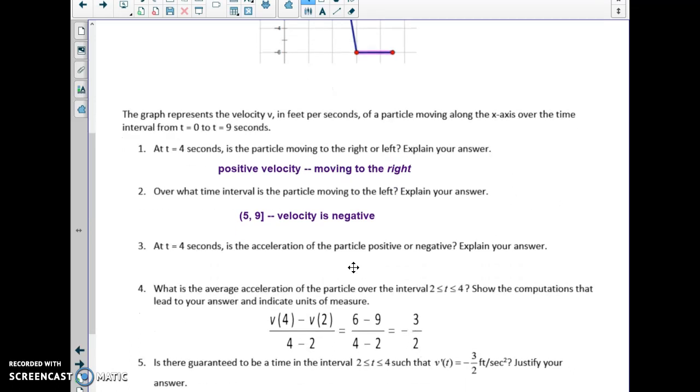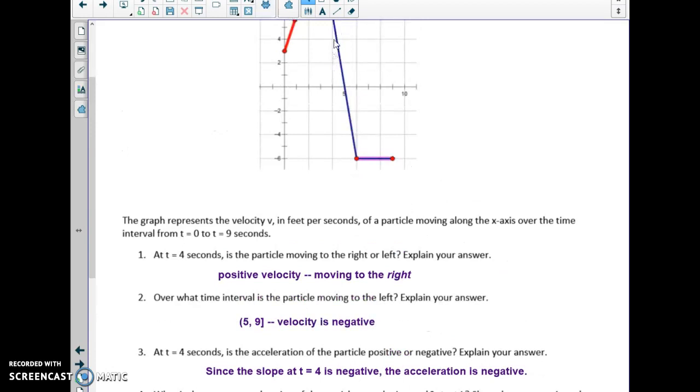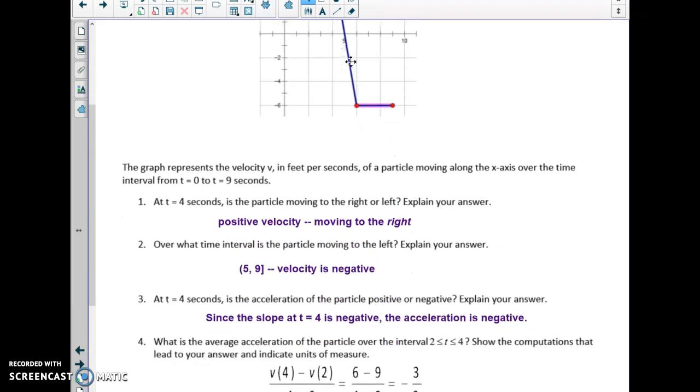All right, and then at time equals 4, is the acceleration of the particle positive or negative? So we're going to do a test of the slope at that time. You look at the slope either exactly at that point or use some values around it. It's just a slanted line, and that slope, if you look at the slanted line up here, is negative. It's falling. So since the slope of the velocity graph is negative, the acceleration is negative.